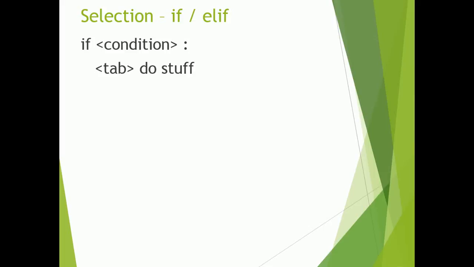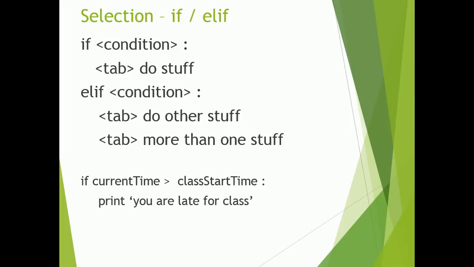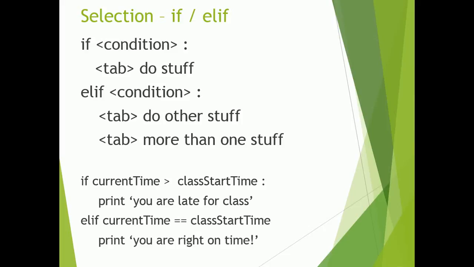If, and we have the traditional condition with the colon, followed by all of the stuff within the bucket. And now I can add a second bucket that has a condition on it, the elif. It is lowercase elif. I have the same colon, and I'm going to tab in order to get anything inside of the elif bucket. So, for example, if current time is greater than class time, print you're late for class, elif the current time is equal to the start time, we're going to print you're right on time. So I can add a condition to the second bucket.